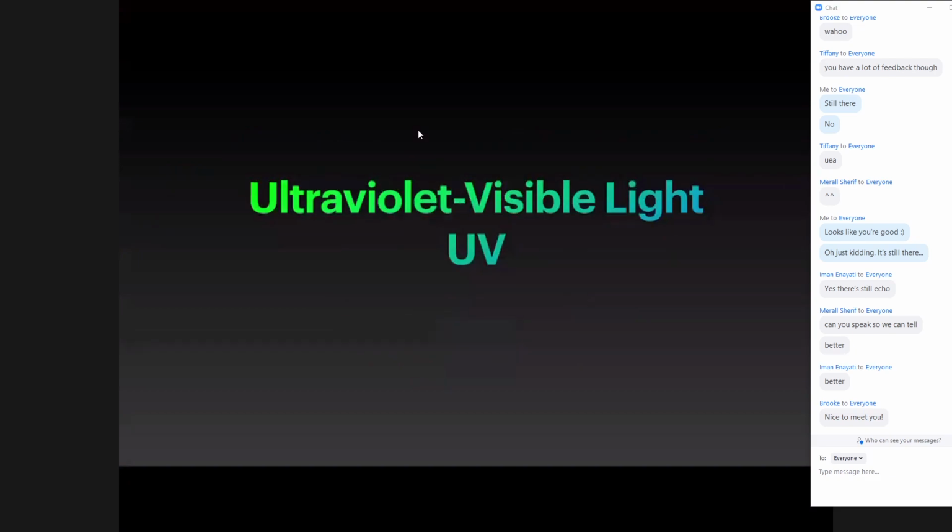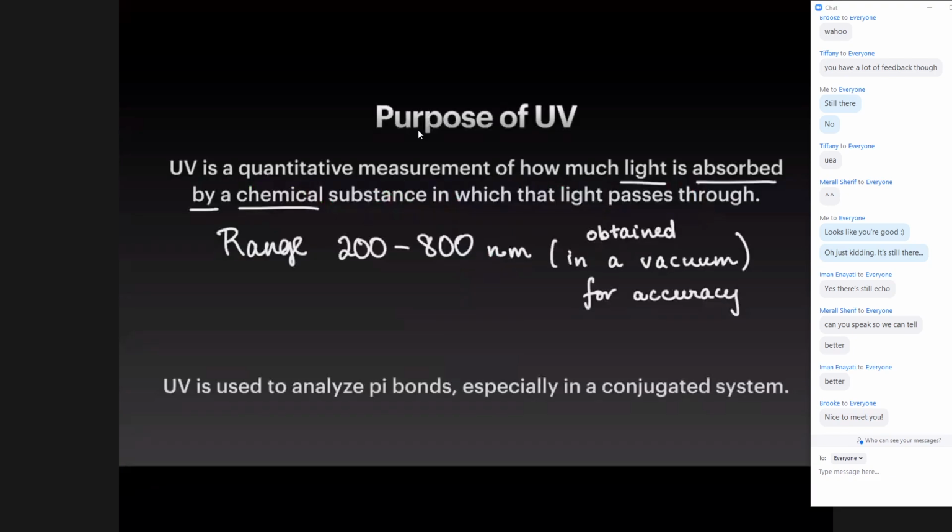The first thing we will cover is UV, so that's ultraviolet visible light, or UV. The purpose of UV is a quantitative measure of how much light is absorbed by a chemical substance in which that light passes through. So your visible light range will be from 200 to 800 nanometers. This wavelength is obtained in a vacuum for accuracy. That's how brilliant scientists came up with that value, if you were wondering.